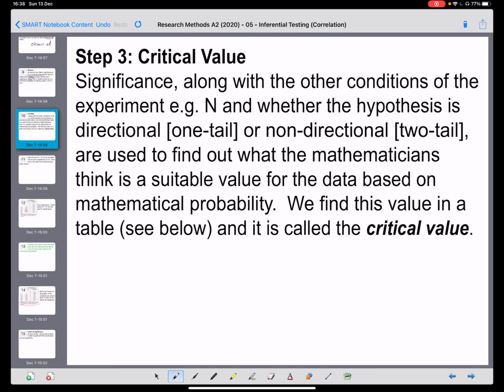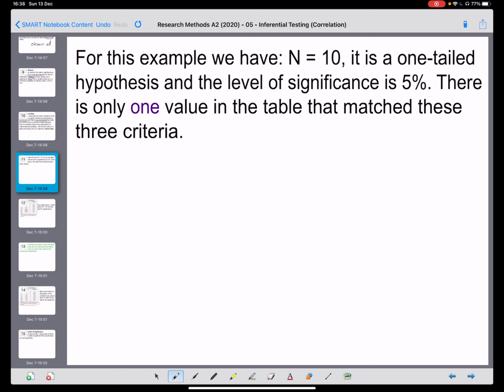Step 3, critical value. Hopefully from the scientist video, you've seen how this works. We can't work out a critical value unless we know the direction, the number of participants, and the level of significance. So we know that n is equal to 10. We know that the significance was 5%, and we see that there is a one-tailed test because it was directional.